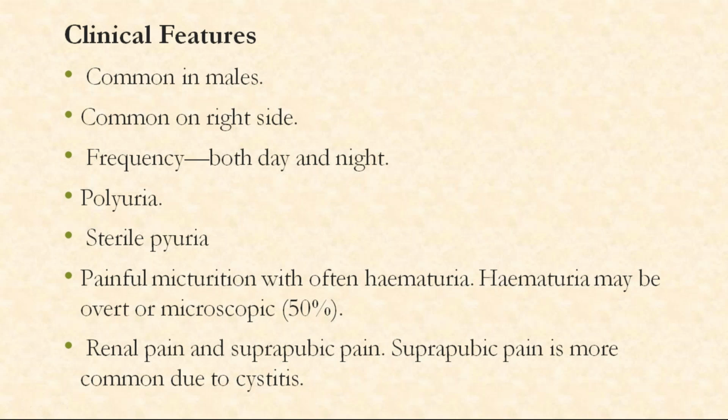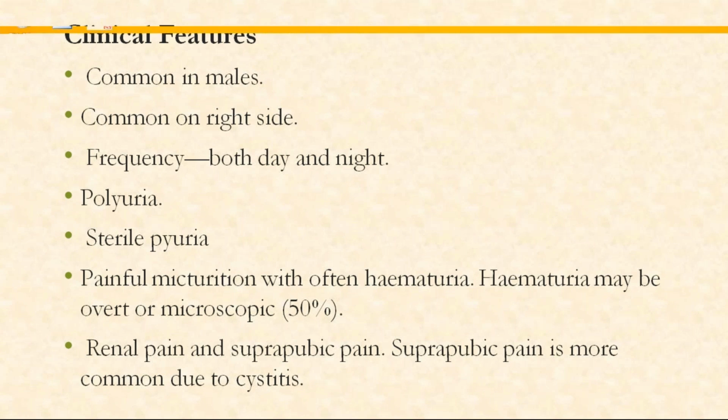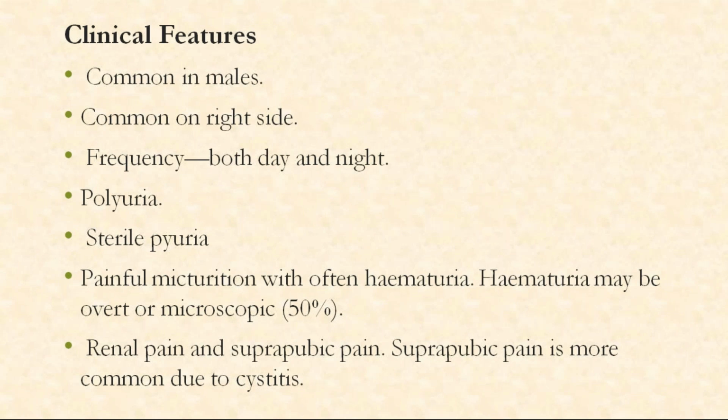Sometimes painful micturition can occur due to the hematuria. The hematuria may be macroscopic. Microscopic means fewer than 5 RBC can be present in the urine itself, and it should be diagnosed under the microscope. So microscopic hematuria can occur when the patient is suffering from tuberculosis of the kidney.